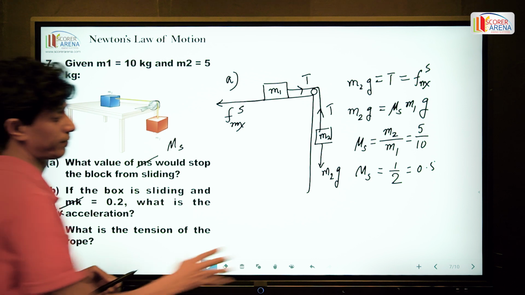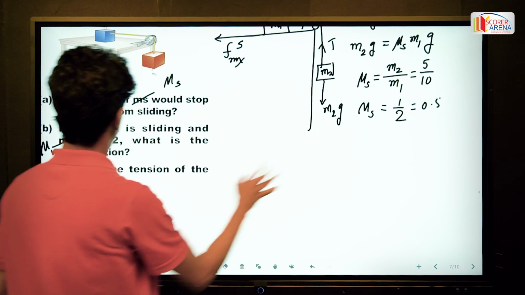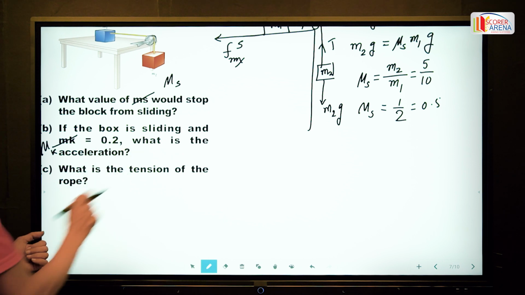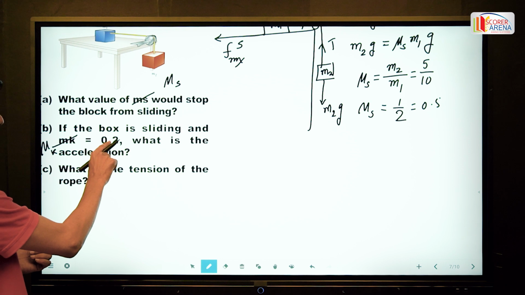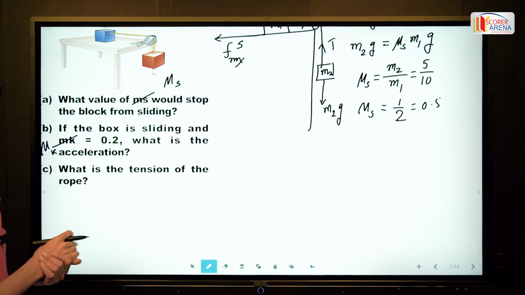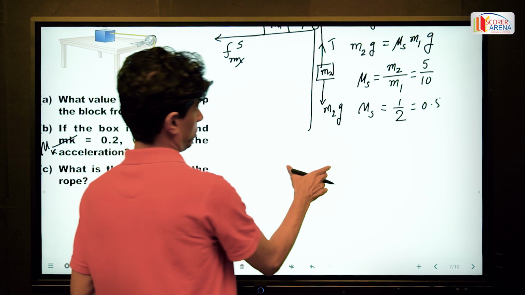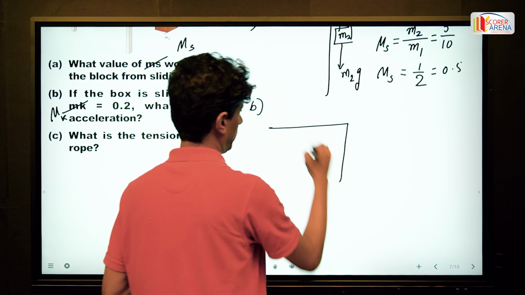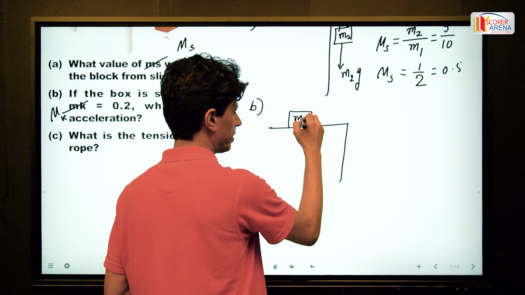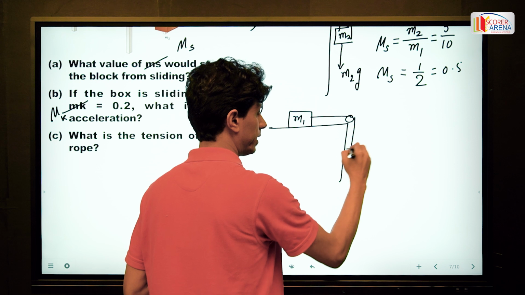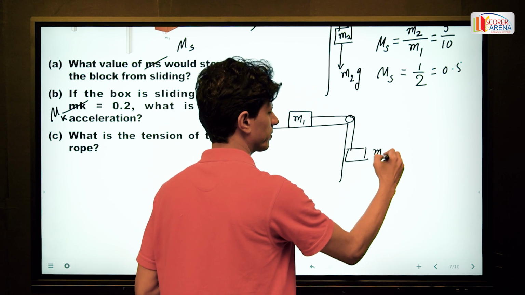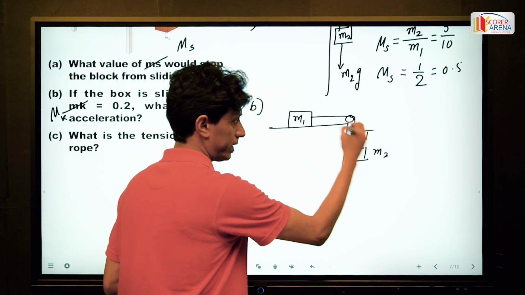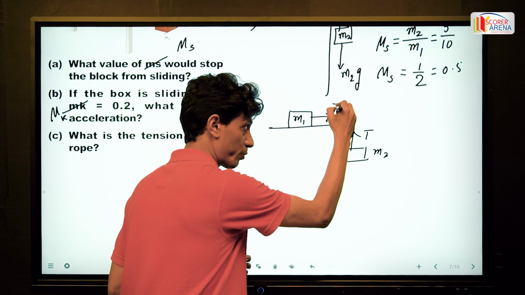Next problem, number 2. If the box is sliding and mu k is 0.2, what is the acceleration? So in problem 2, the body here is M1 and the body here is M2. Tension acts outward from each body.